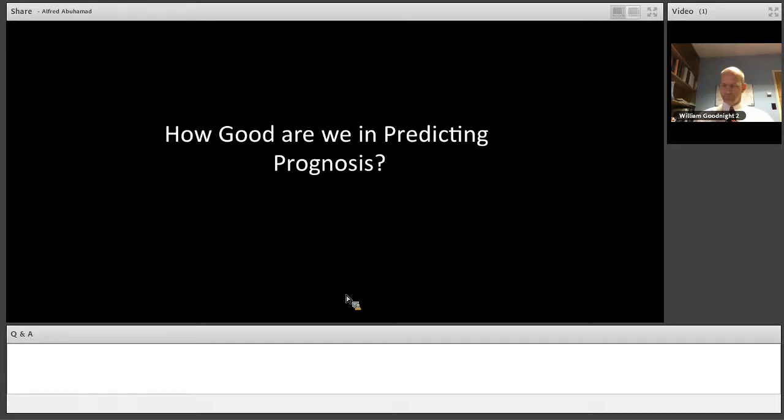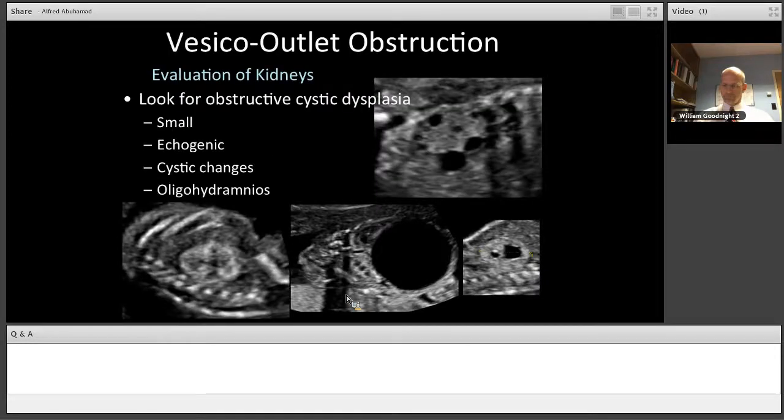The big question is, how good are we in predicting prognosis prenatally? So when I see a patient with a posterior urethral valve, can I really sit with the couple and get some urine and look at the ultrasound kidneys and say, I really think your baby has good or bad prognosis? So let's go through this.